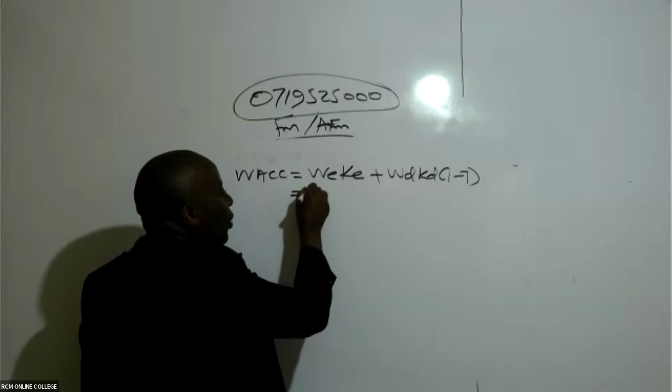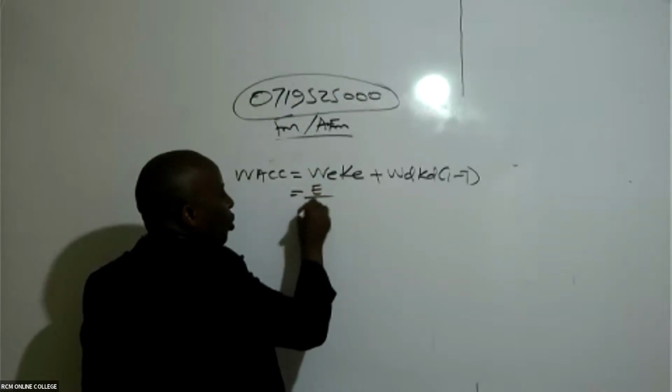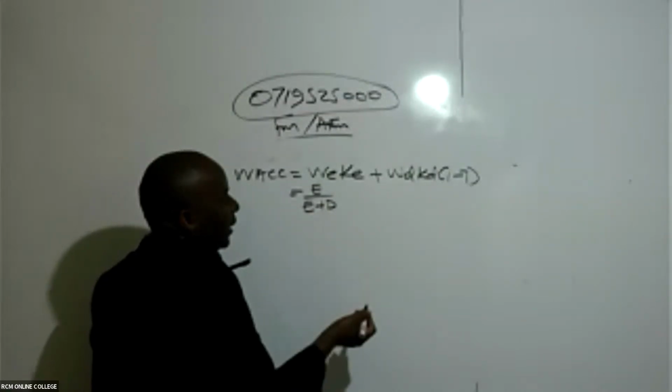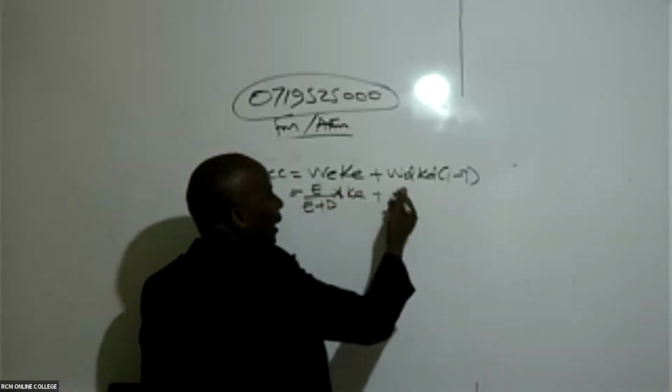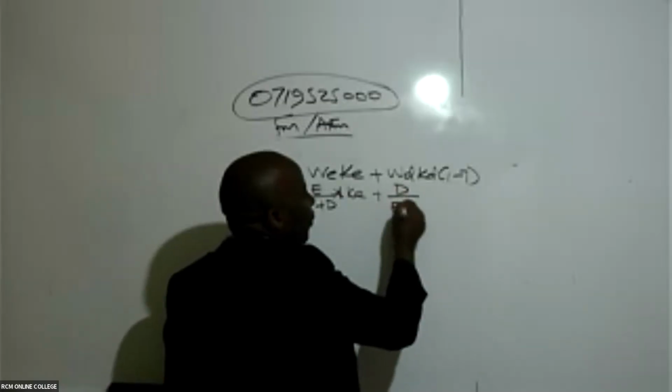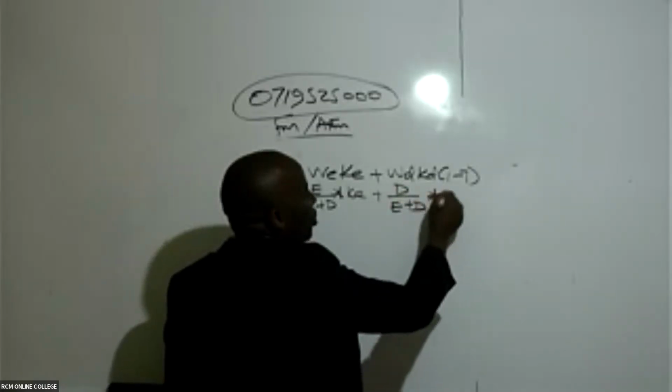To get weight of equity, normally take the equity value, all over equity plus debt. Then of course times cost of equity. To get weight of debt, you will take the debt amount over equity plus debt times cost of debt.